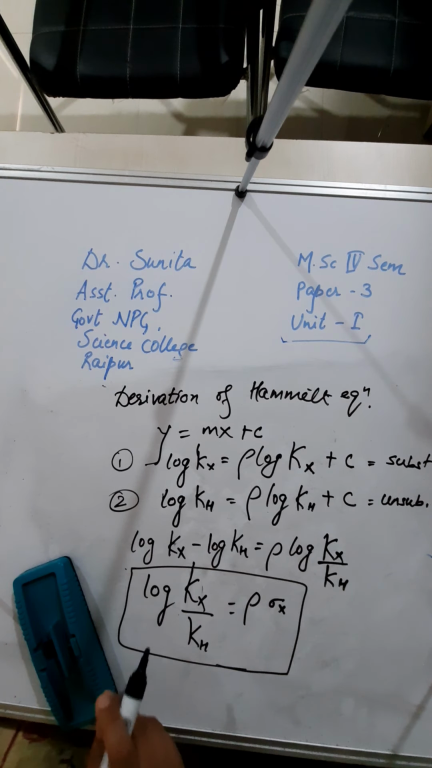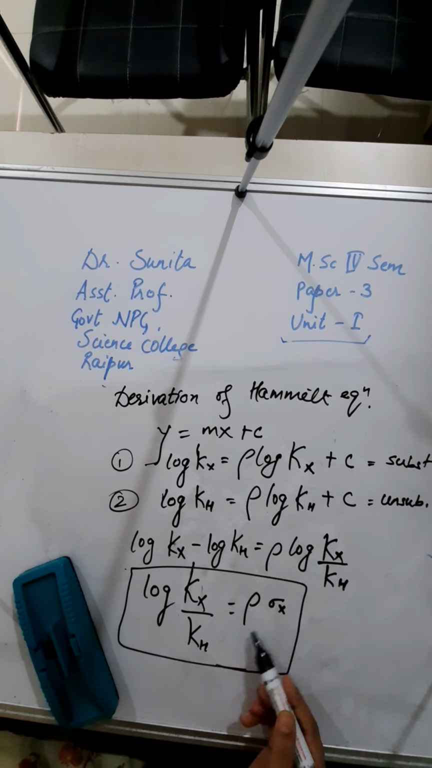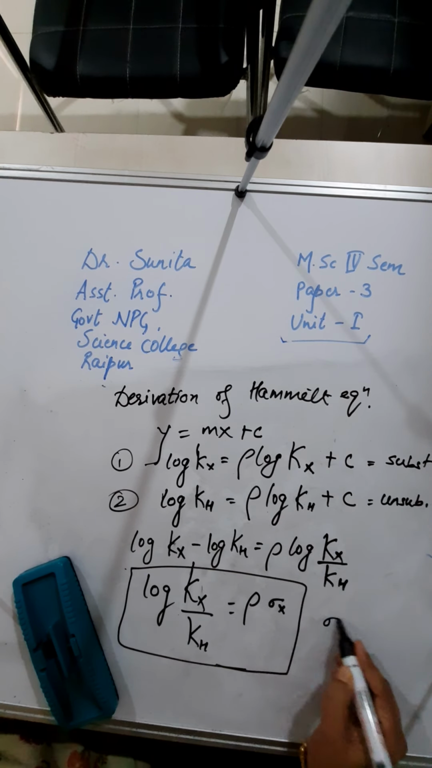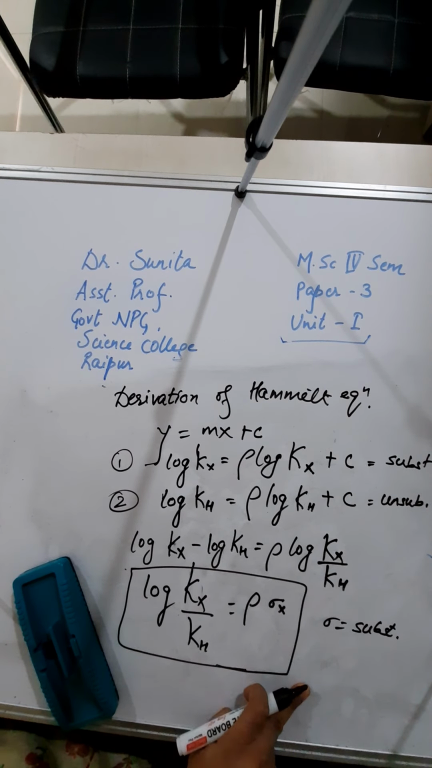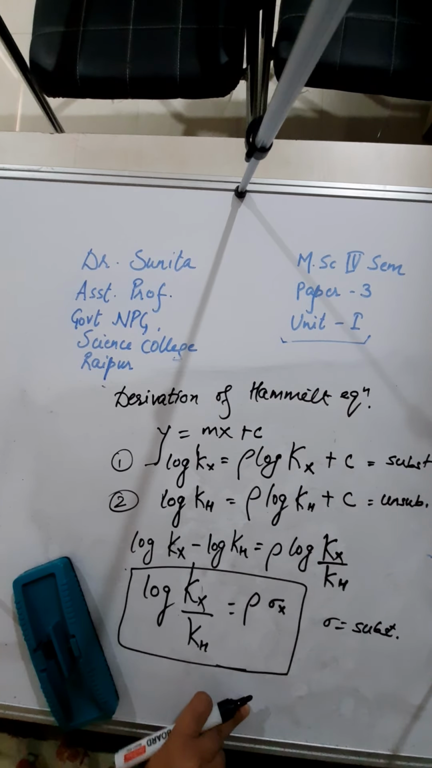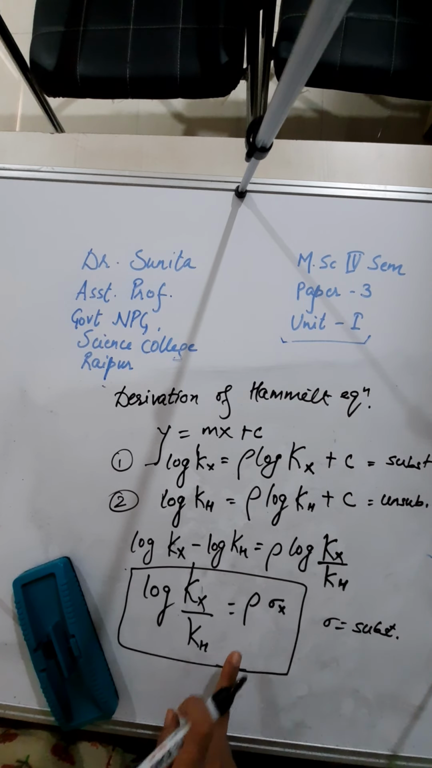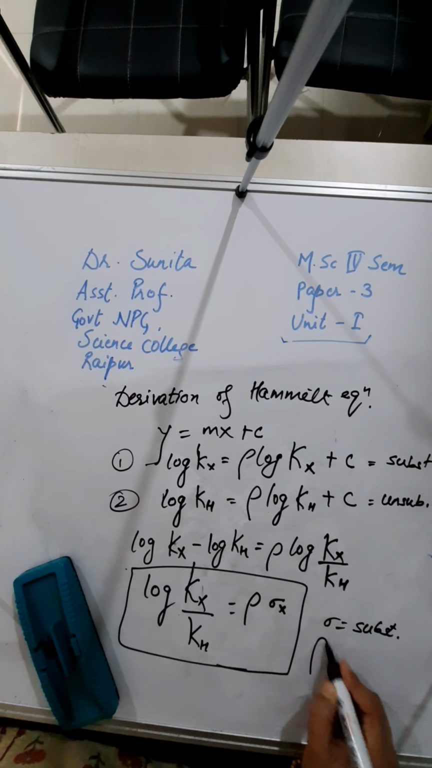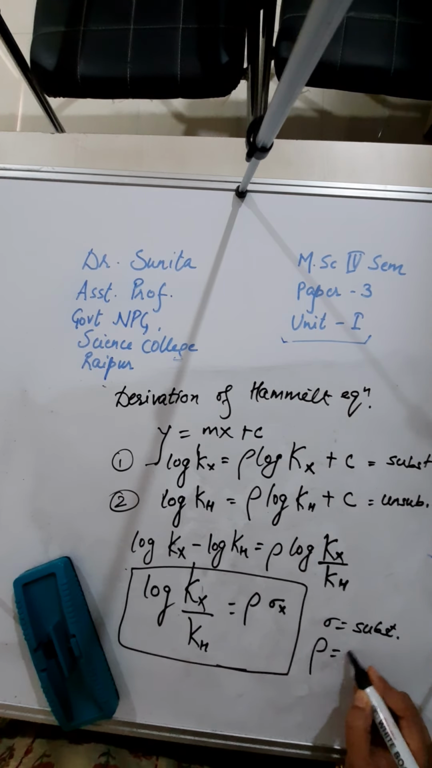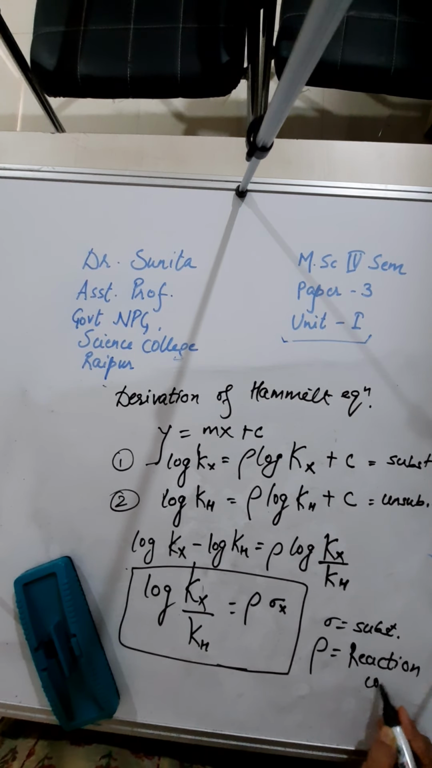Now if we plot log kx over kh against sigma x, where sigma is the substitution constant, whatever slope we get will pass through the origin. The slope of the reaction is known as rho, and rho by name is the reaction constant.